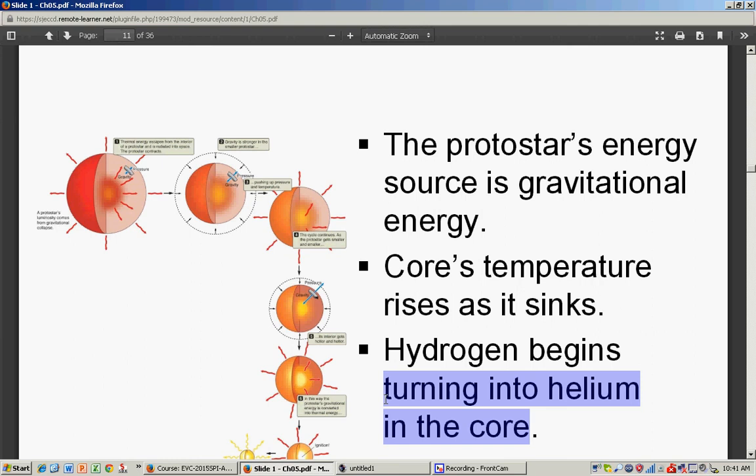Okay, so that is my third question of this particular assignment. What is the important process that goes on in the very core of a main sequence star? It's called fusion reaction. And this is the third question that I'm asking. What is the important process that goes on in the core of a main sequence star? Okay.